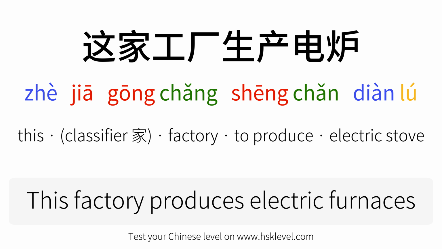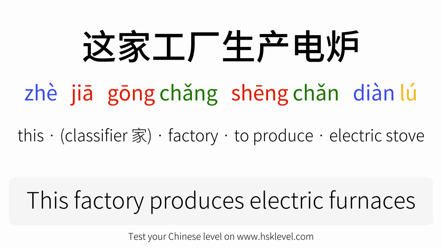Today we are going to analyze the following sentence. 这家工厂生产电炉. This sentence means this factory produces electric furnaces. Let's break it down chunk by chunk and see how it works.